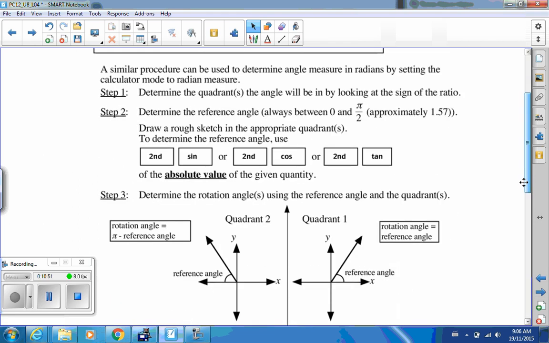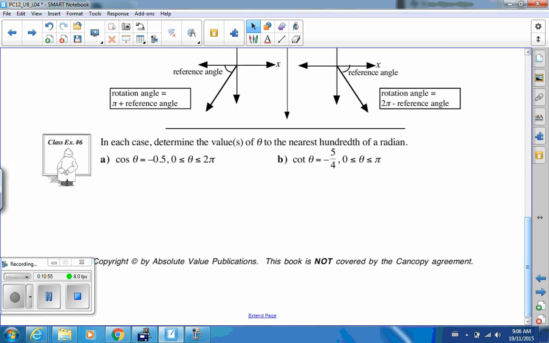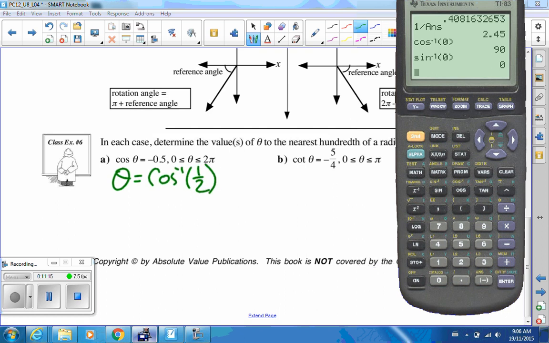In radian mode, basically it's the same thing, except we're now dealing with pi's. So almost the exact same thing. Now, if, again, I've done my unit circle, I'm in great shape. I'll show you some cool tricks even if I haven't done it. But for this, I'm just going to go, okay, theta equals cos negative 1 of 1/2.